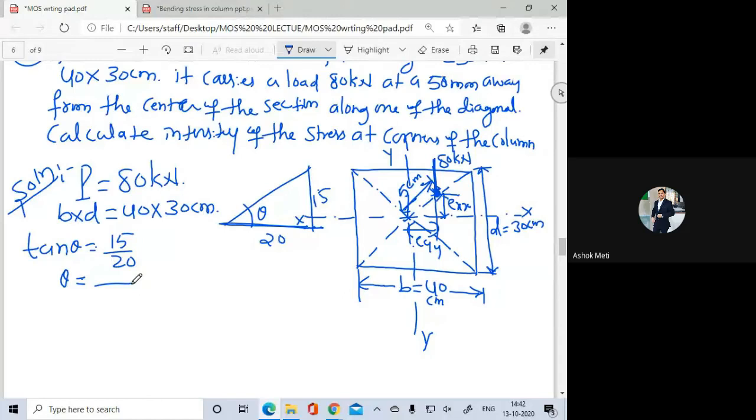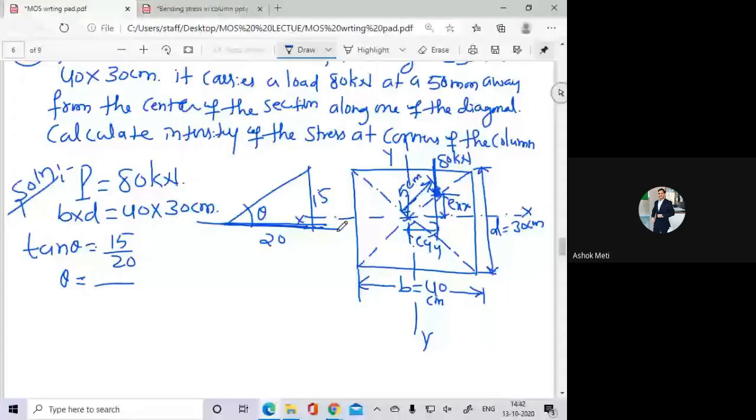Why is it 15? Because here that is the section above the neutral axis, and we have considered half of the section. Can you tell me what is theta? 36.86 degree. So now I want to calculate this exx and eyy eccentricity.